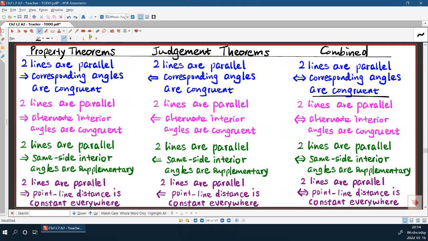Okay. I hope you can remember all these theorems that we have learned in today's lesson. Any questions?